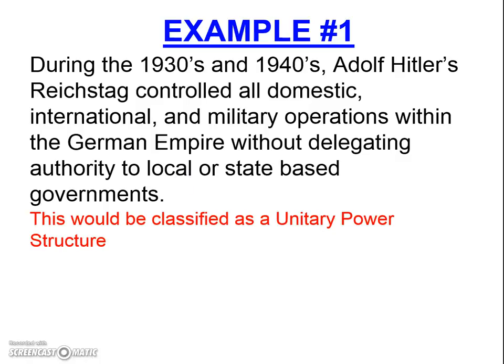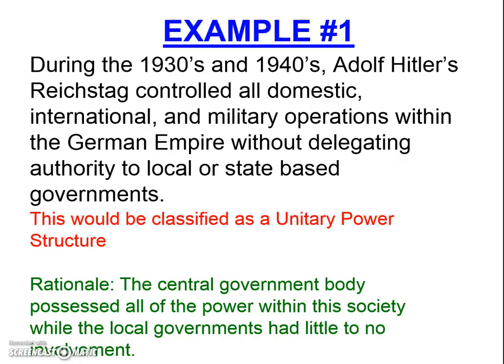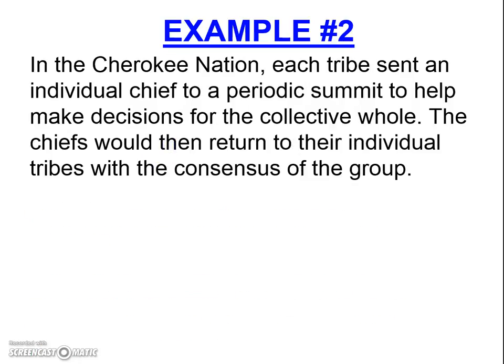And here's the reason why it would be a unitary power structure. The central government body possessed all of the power within the society, while the local governments had little to no involvement at all. In fact, the central government was controlling everything, just like exists under a unitary power structure. Let's look at the second example.